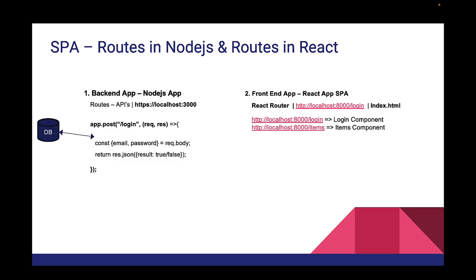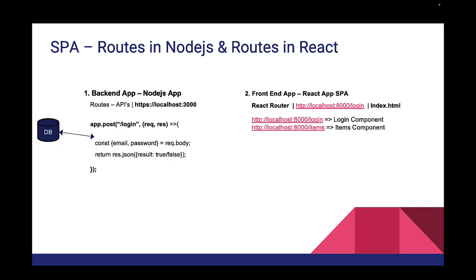So now let's say I define http://localhost:8000/login, that's the route I have defined in React router. If you type it in the browser and run your React app, this would actually render the login component. And the same way, if I do /items, it would actually render the items component.